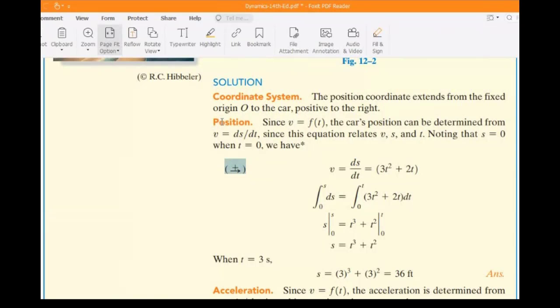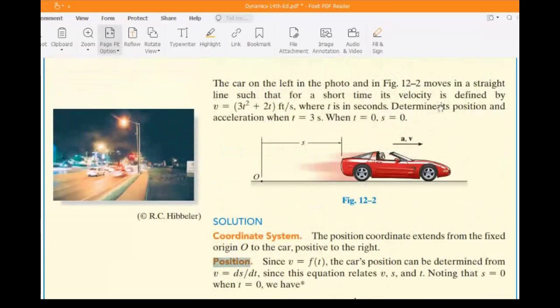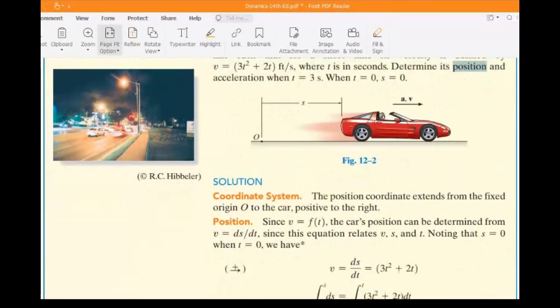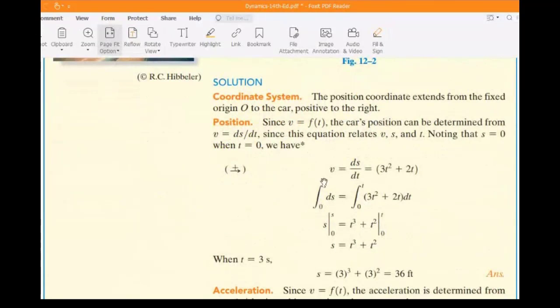Now, finding out the position. The first one, you see, is position: determine its position. Then acceleration. So let us find out the position. Here, v is a function of t. A time-dependent function is given, because this one is time dependent, isn't it? Yes, sir. That is given. So as it is a time-dependent function, we can determine from v equals ds by dt.